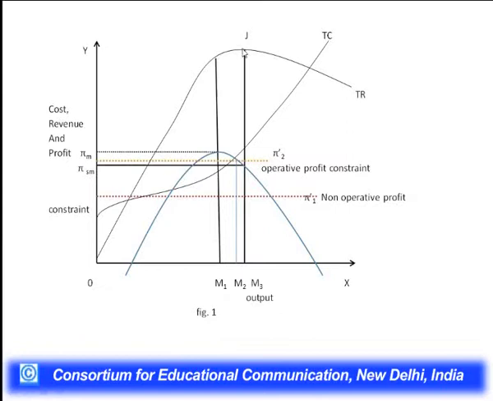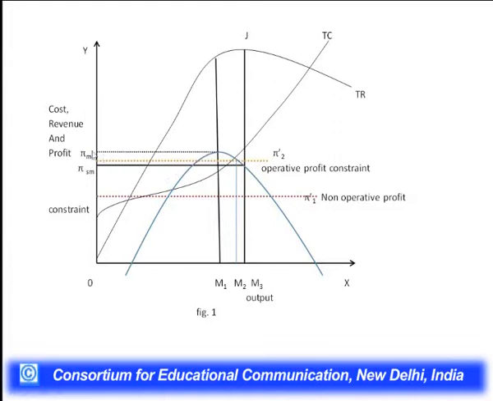And we know when MR is 0, the elasticity of demand is equal to 1 at this point. So, according to this point, the output produced by a sales maximizer firm is OM3. But actually, whether this output will be produced or not depends upon the minimum profit constraint, and we have to see whether that is operative or not.